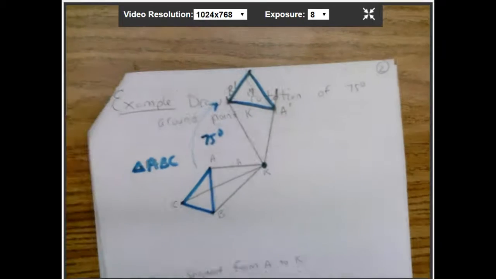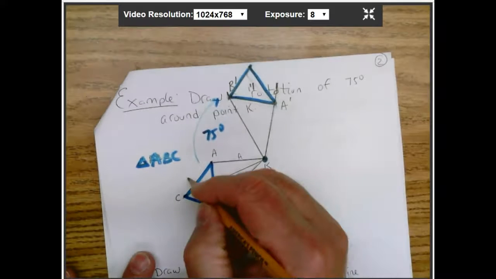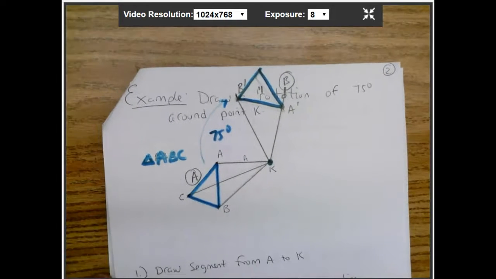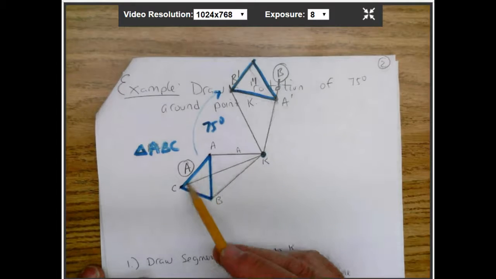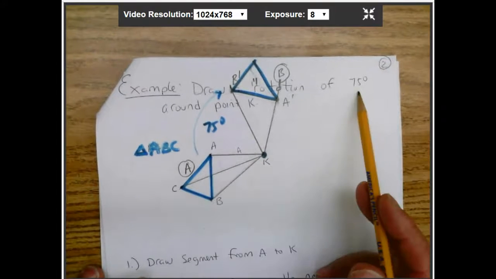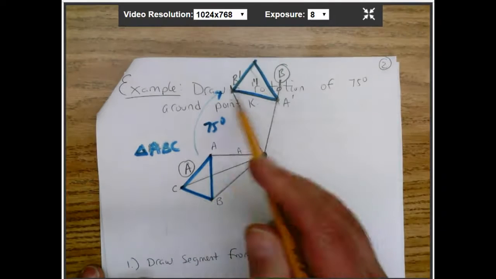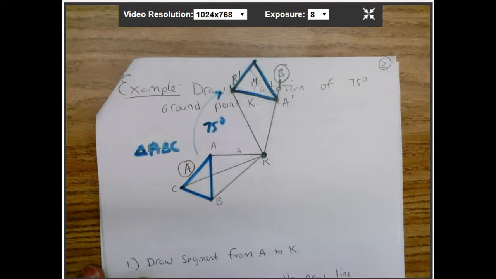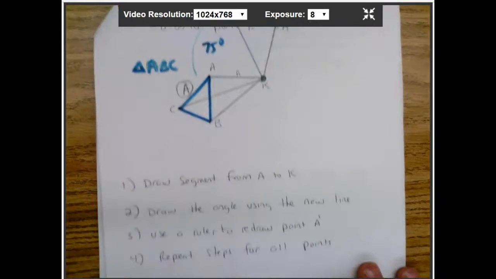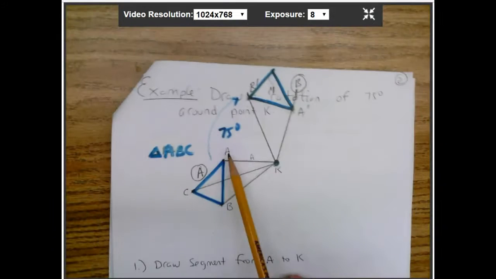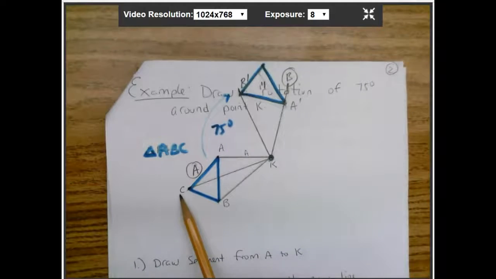If we look at an example, I've already done it and I'll explain it to you. This is where you draw one. I'll say this is image A and this is image B. You have this original image, and it says draw a rotation of 75 degrees around point K. So we're going to rotate 75 degrees about that point. The basic steps are to start at each point. Here we have point A, point B, and point C.